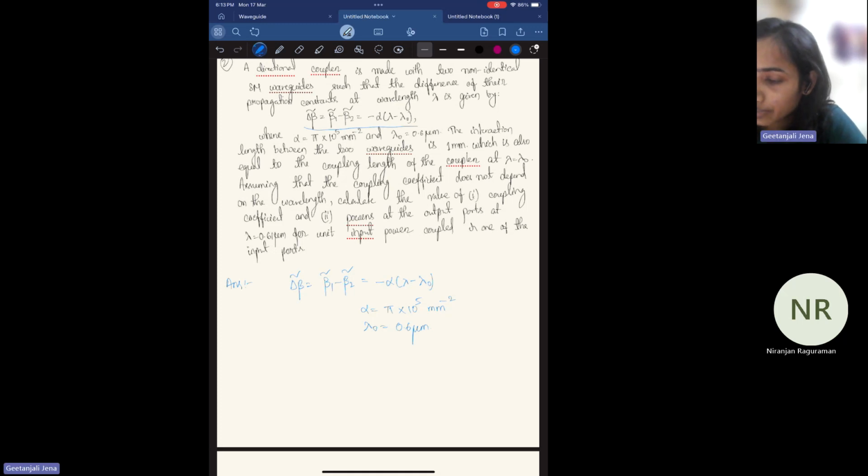The interaction length between the two waveguides is 1 mm. So that means, let's say this is single mode, this is also single mode. This length, where they are in close proximity with each other, this length L is given as 1 mm. And the interaction length of these two waveguides is 1 mm, which is also equal to the coupling length of the coupler at lambda equal to lambda 0. So this is equal to LC at lambda equal to lambda 0.